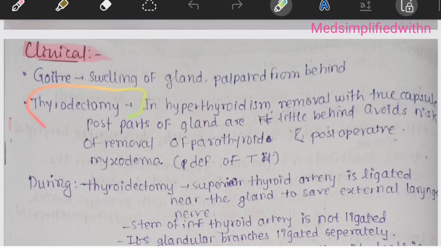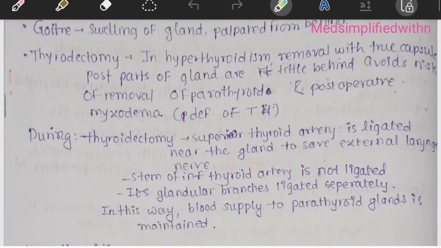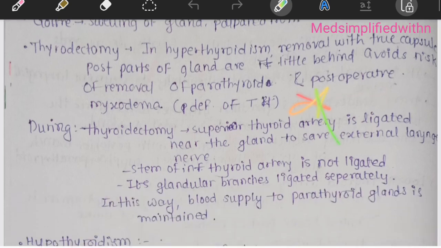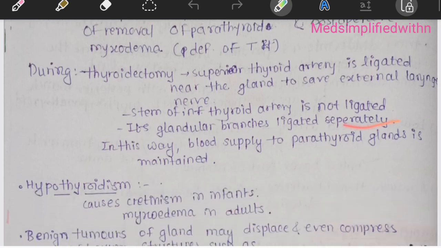It is the thyroidectomy, that is in the hyperthyroidism case, removal with true capsule. Posterior parts of the gland are left a little behind, avoids the risk of removal of parathyroids and post-operative myxedema. Here can be the deficiency of thyroid hormones. During the thyroidectomy, superior thyroid artery is ligated near the gland to save the external laryngeal nerve. Stem of the inferior thyroid artery is not ligated. Its glandular branches are ligated separately. In this way, the blood supply to the parathyroid gland is maintained.